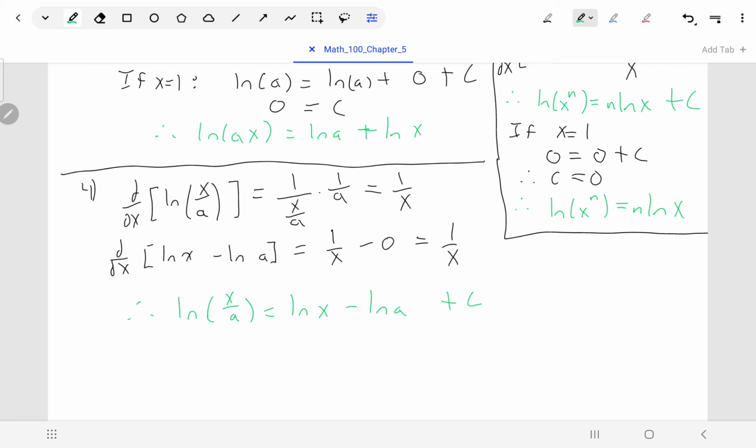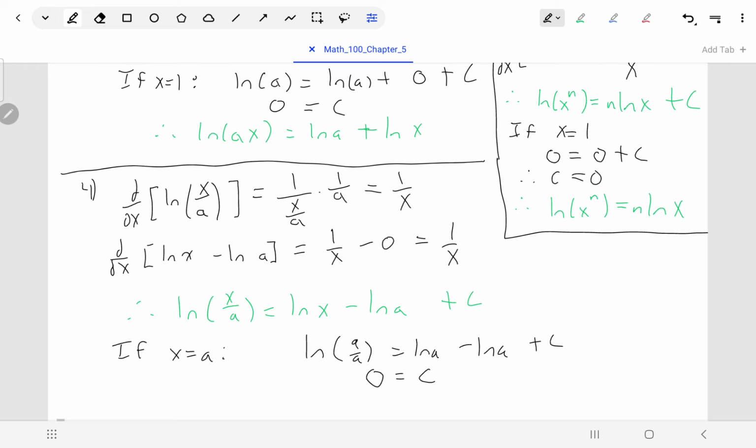And this one is easy enough to do if I just put in x equal to a, because if x is a, you would have natural log of a over a equals natural log of a minus natural log of a plus c. On the left side, natural log of a over a is natural log of 1, which is 0. And on the right side, natural log of a minus itself is gone, and then plus constant c is c. So there we go, our constant c is 0 yet again.